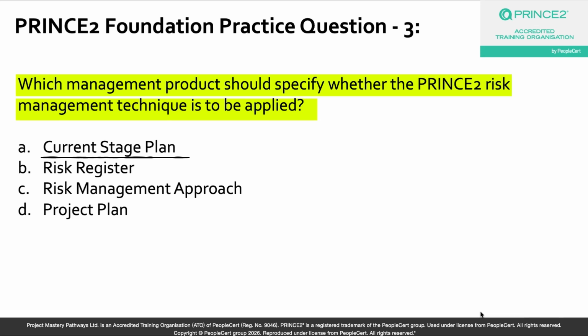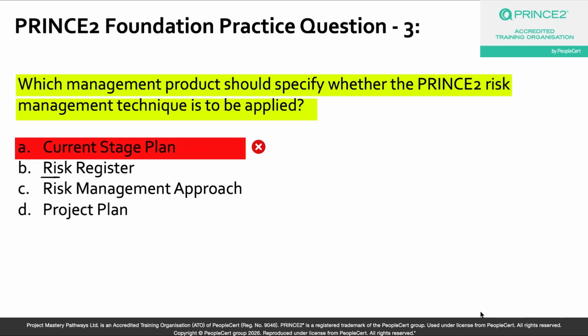Now, does a roadmap tell you what risk management technique to use? Think about it. Of course, it does not, right? The stage plan might reference risk in terms of their impact on the stage schedule, but it is not the place where you define or specify the risk management technique to be applied, okay? And that is why option A is an incorrect answer choice.